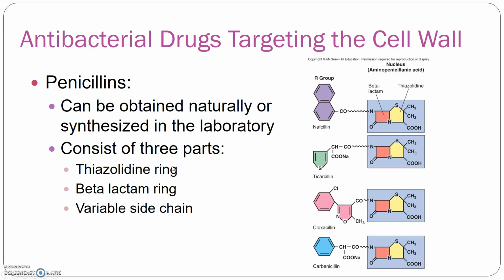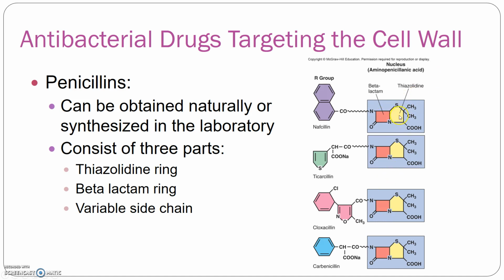All right, so the first class of drugs we'll talk about are the penicillins. So these are the classic class of drugs that target the cell wall. These originally were naturally derived, but now they can be synthesized in the lab. And here are the basic structures of some of these penicillins. Here are the different names: nafcillin, cloxacillin.